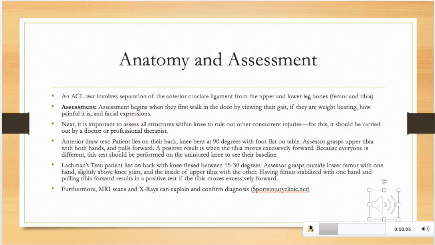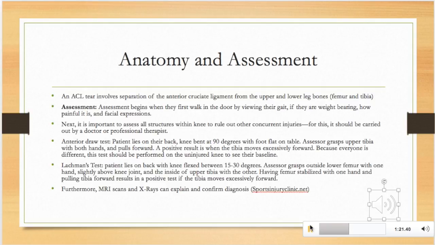It's important to assess all the structures within the knee. More often than not, when an ACL injury occurs, more than just the ACL is injured, so you want to be able to rule out other concurrent injuries, and this type of assessment should only be carried out by a doctor or professional therapist. Some tests that you can assess on the scene would be the anterior draw test or the Lachman's test.